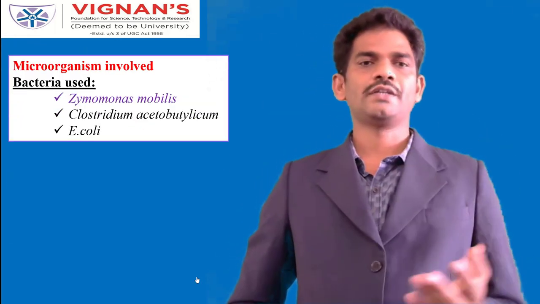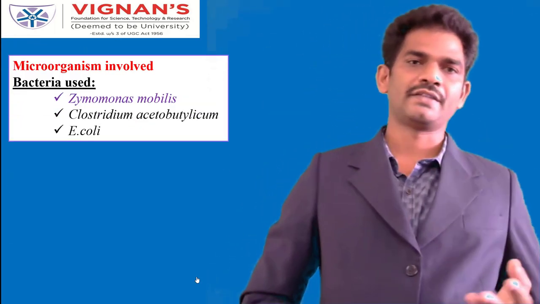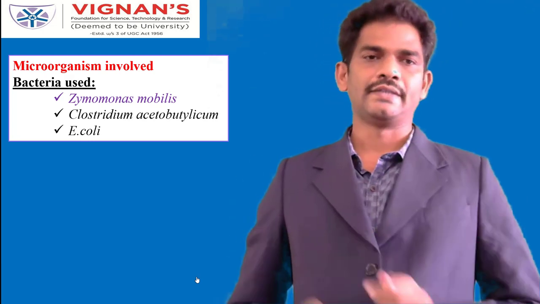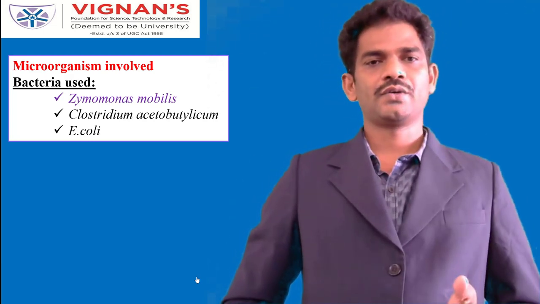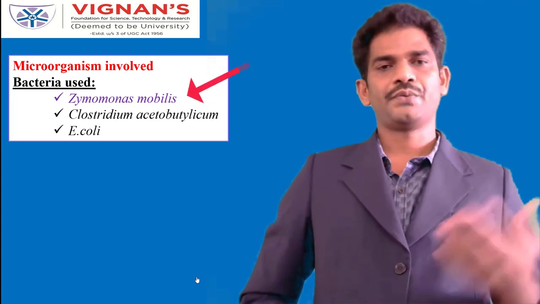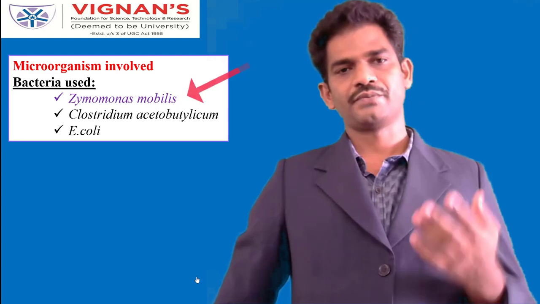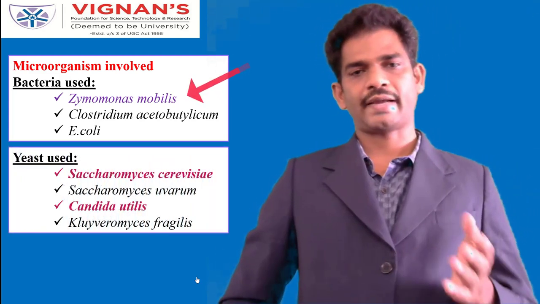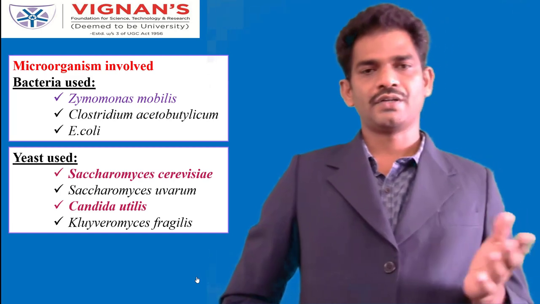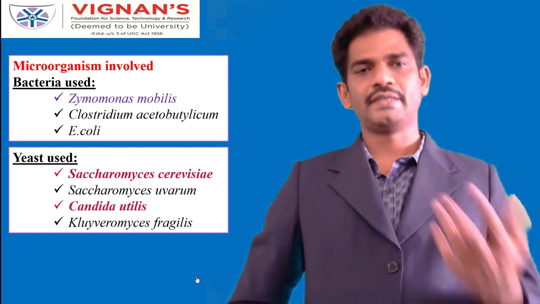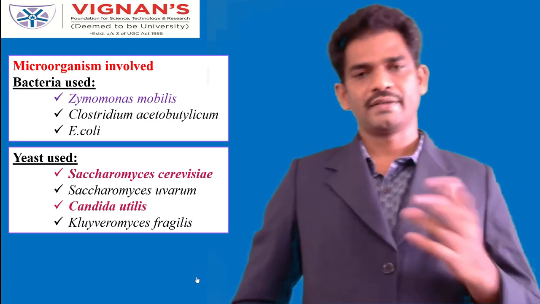The microorganisms used in the ethanol fermentation process can be both bacteria and yeast. From the bacteria, Zymomonas mobilis is the preferred bacterium for production of ethanol. And on the yeast side, you can use Candida species and Saccharomyces. These two are the top preferred yeast species for production of ethanol.